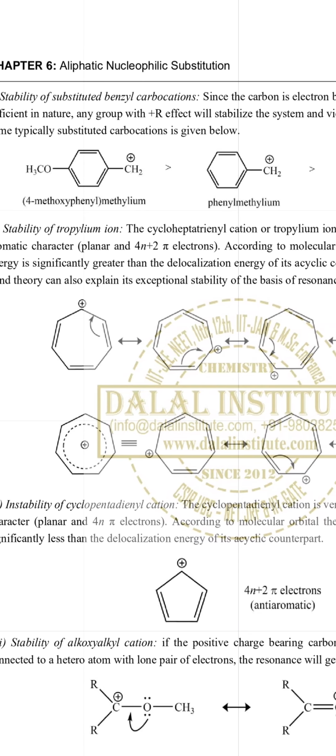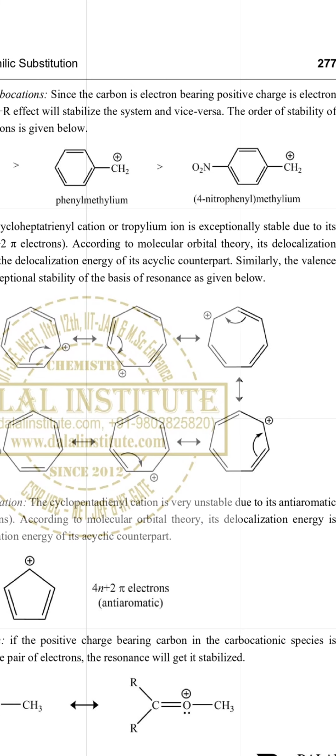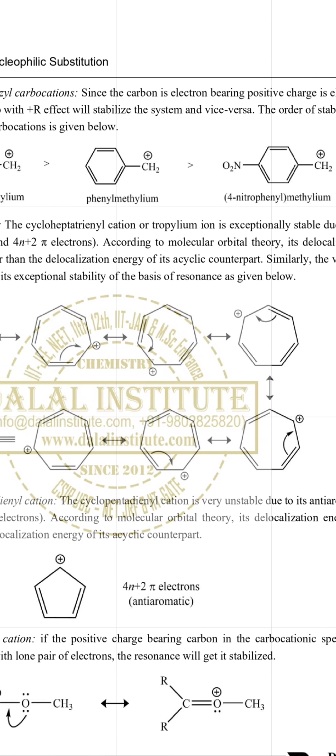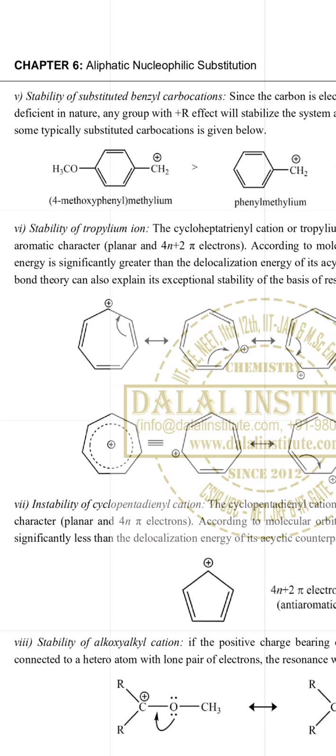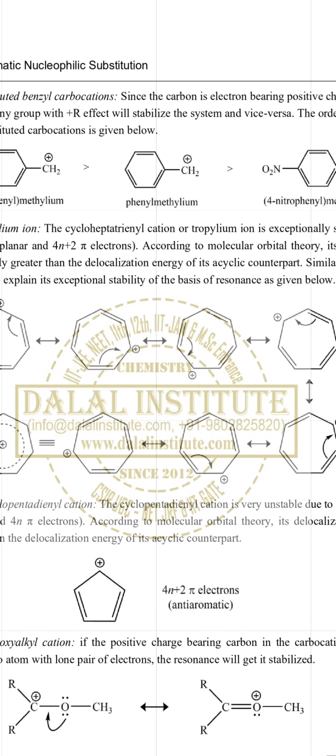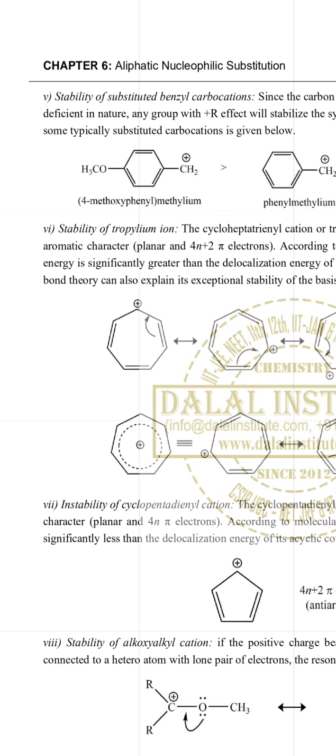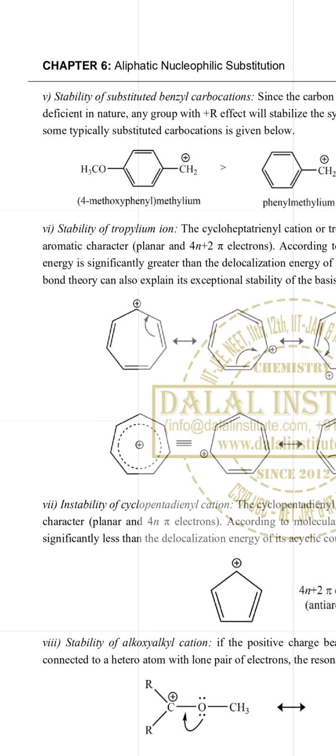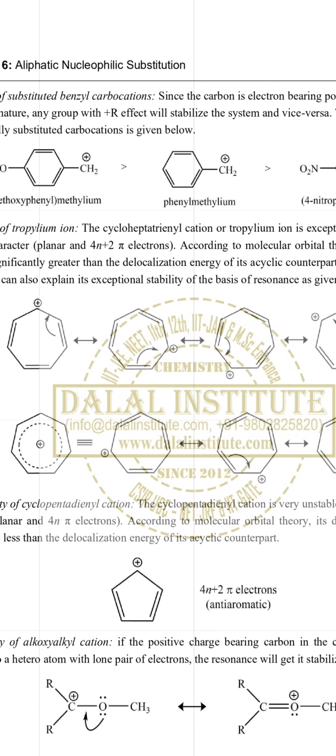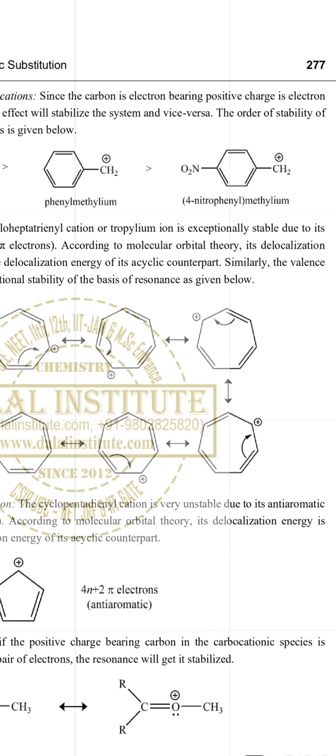Stability of substituted benzyl carbocation. Since the carbon bearing positive charge is electron deficient in nature, any group with a plus R effect will stabilize the system and vice versa. The order of stability of some typical substituted carbocations is given below. You can see the 4-methylphenylmethylium is more stable than phenylmethylium and then 4-nitrophenylmethylium.